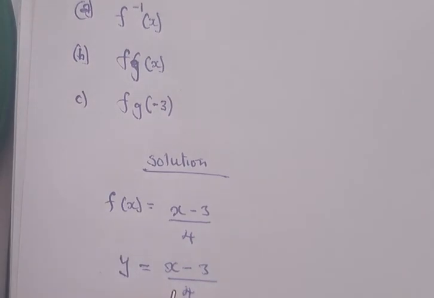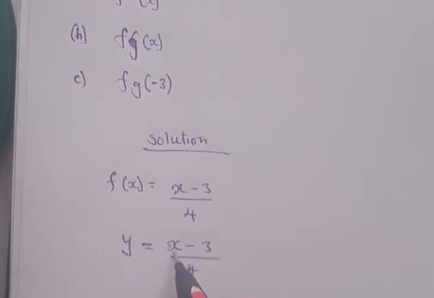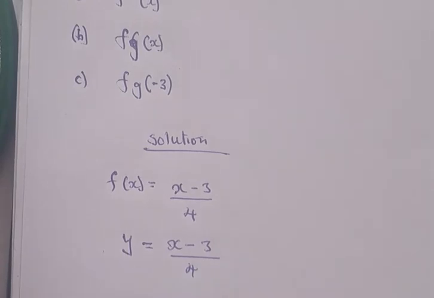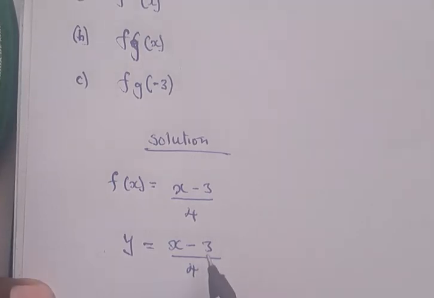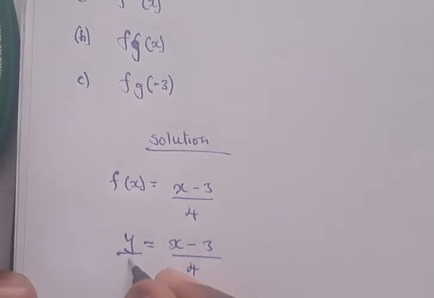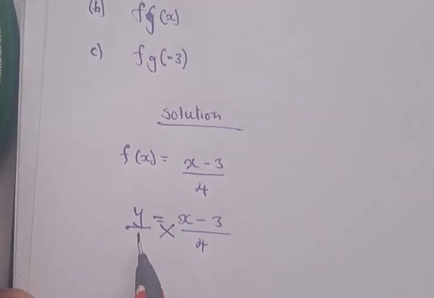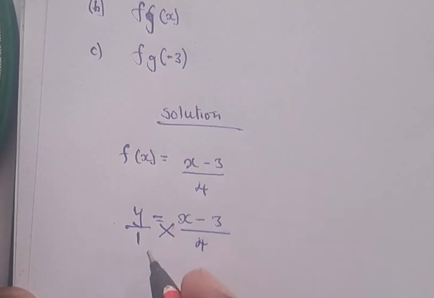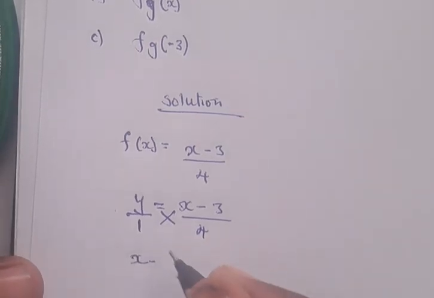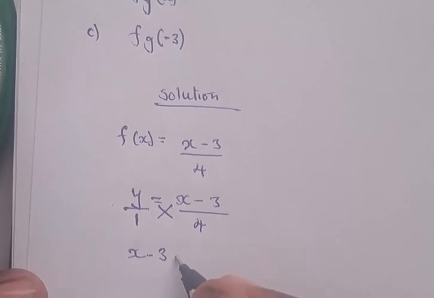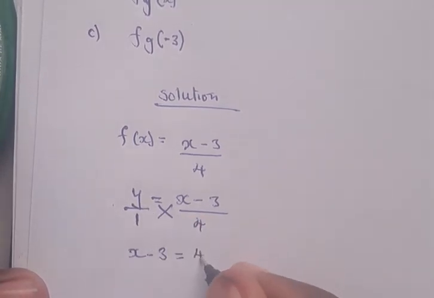And now when it is like this, we want to make x the subject of the formula. We want x to be the independent variable. So what do we do here? We just have to cross multiply, right? So this one over 1, cross multiply, then we're going to say 1 times the whole of this is going to be x minus 3, which is equal to y times 4, that is 4y.